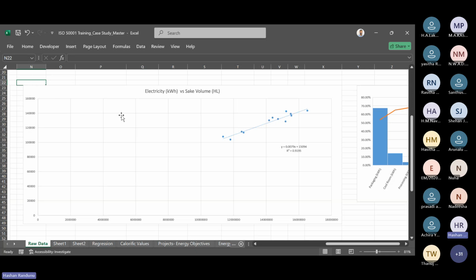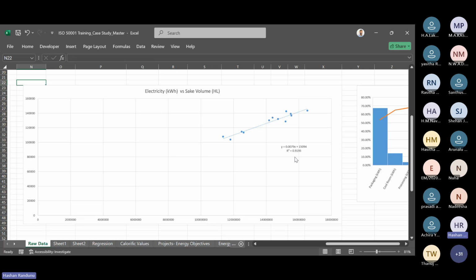Since the p-value is much lesser than 0.1, and also the R squared is almost 0.93, this model is an accurate model, a much more accurate model.